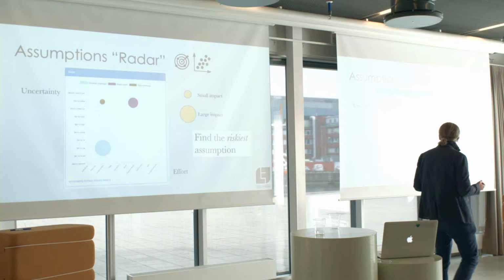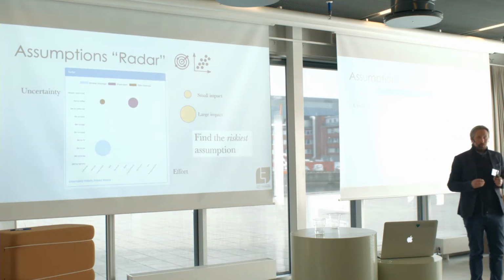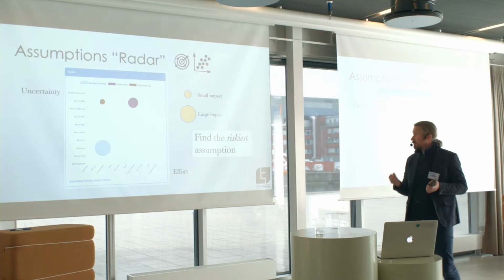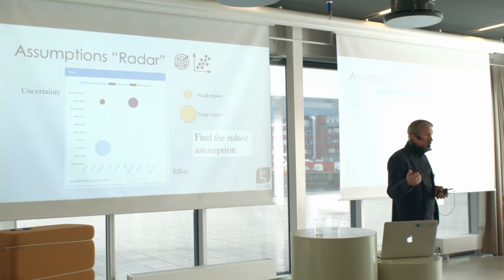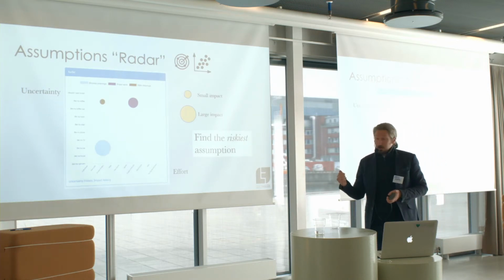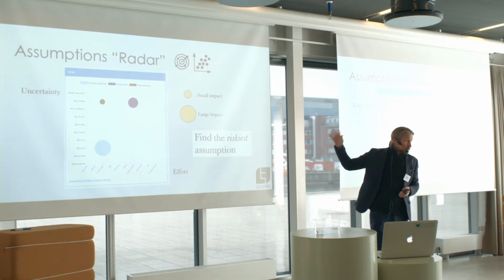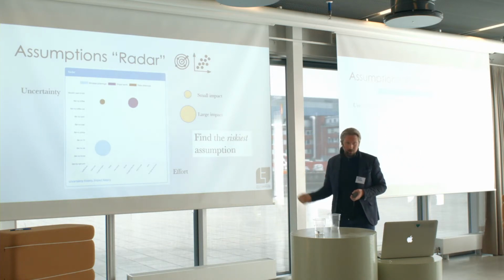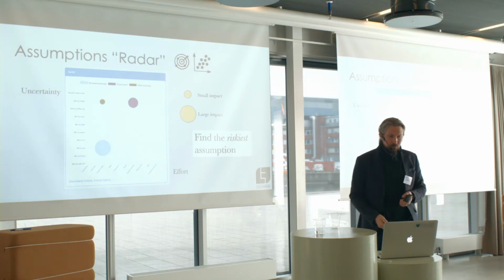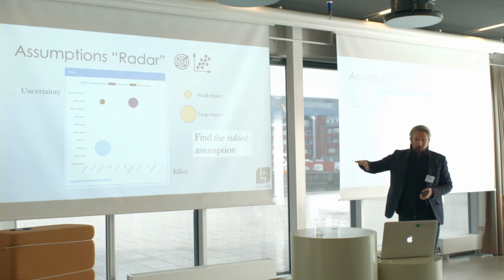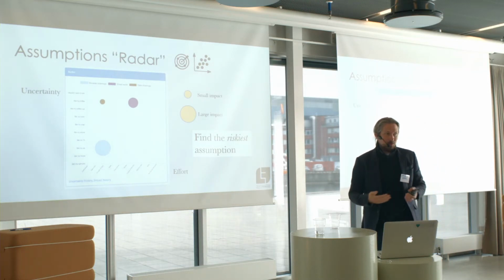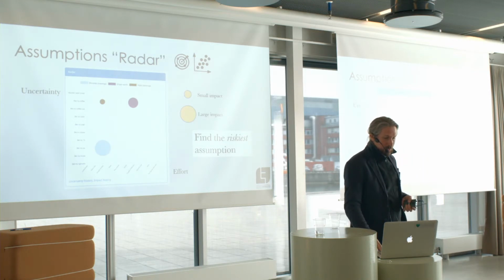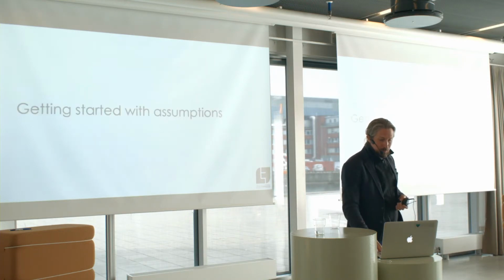We can place our assumptions on a radar or an overview of this. If we put these three dimensions to them: uncertainty, the thing we just talked about, the impact it has on us if this assumption is true, is it a small impact or a large impact, and the effort needed to test. So now we will have a picture of our unknowns, of our uncertainties. What do we need to learn, and which are the most important ones? That would be obvious to us if we had put them like this. That helps us identify the riskiest assumption to test.